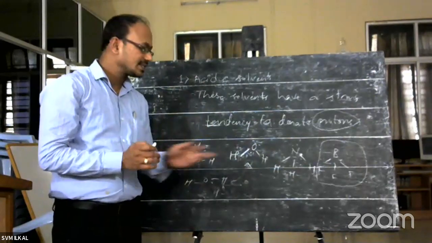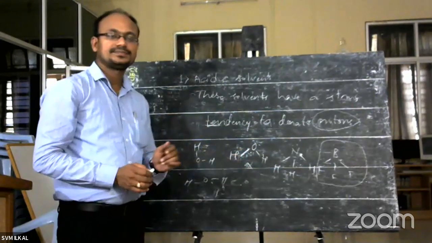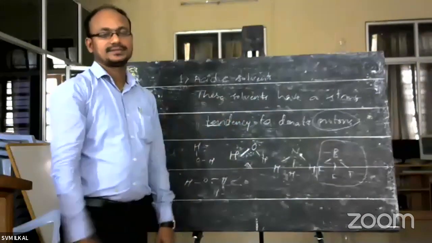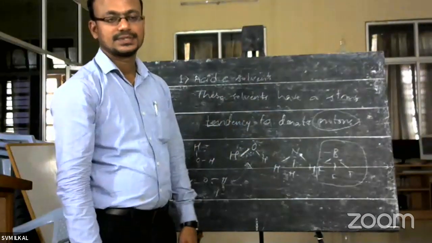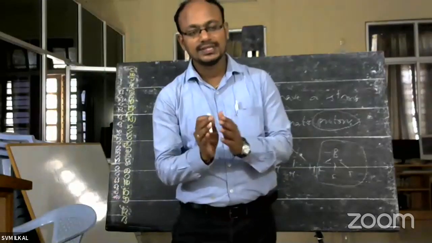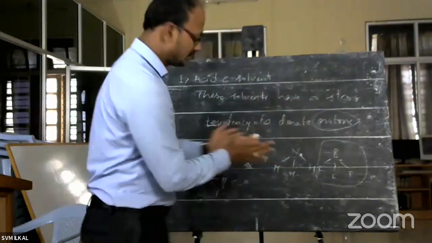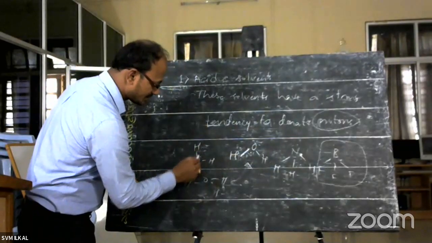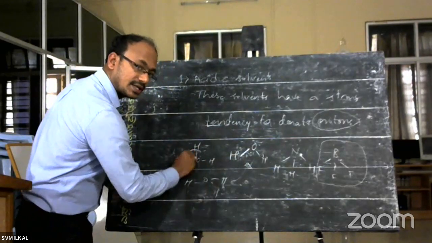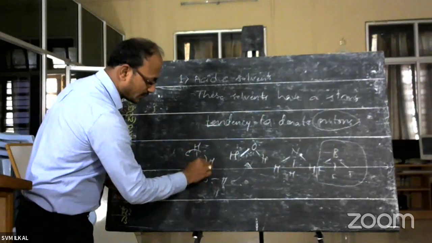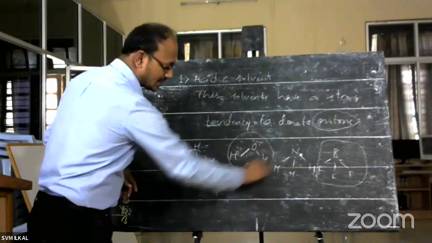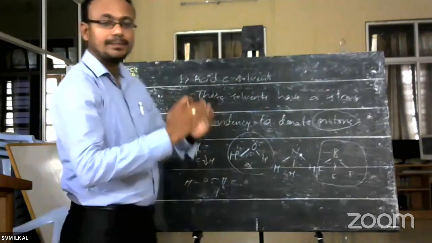When the interaction takes place between the bonded pair of electrons and the non-bonded pair of electrons, repulsion takes place. As you all know, when the repulsion takes place, this hydrogen comes this side and this hydrogen goes this side. So that's why this water molecule exists in the bent shape.